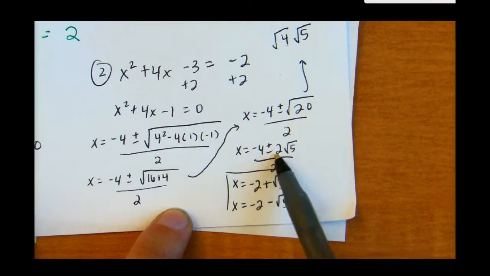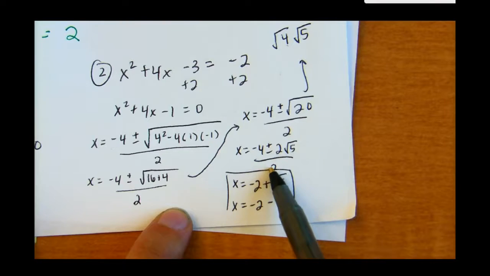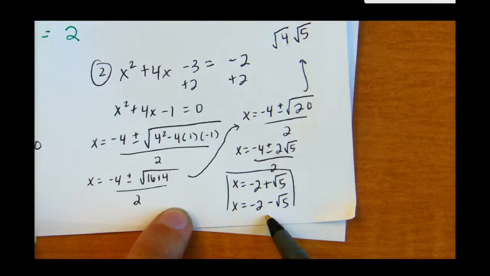Plus 2 root 5 divided by 2, my 2's are going to cancel out here, so I'm just left with the root 5. And then the other solution is when I subtract root 5.